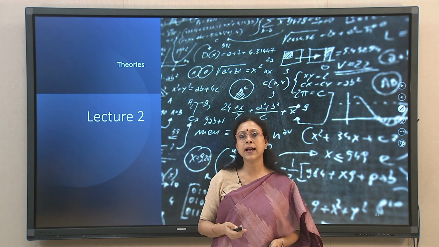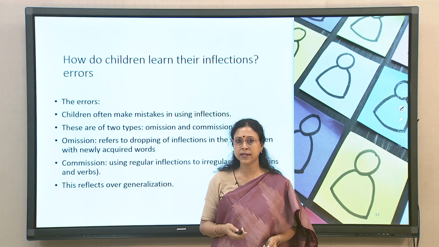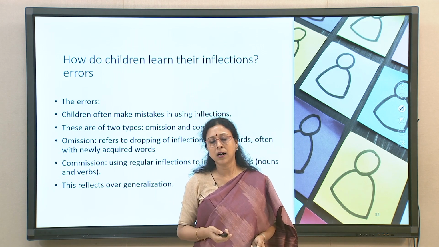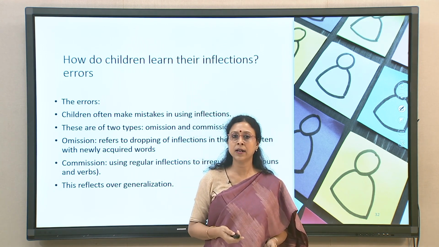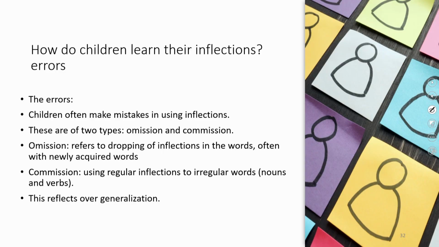And now we are at the stages of development by children, and with respect to those stages we also have theories as to how it happens, what kind of errors children make, and why they make those errors. So, to start with the errors, when we try to understand how children learn their inflections, the first thing that comes to mind is the error that they make. There are various kinds of errors when they start off on this journey. They have been called omissions and commissions.